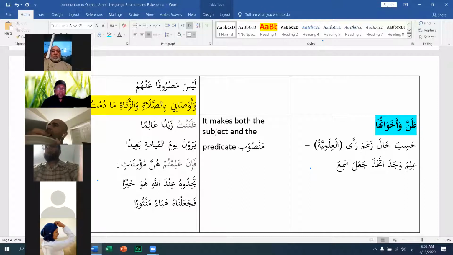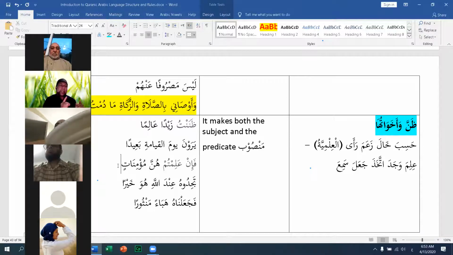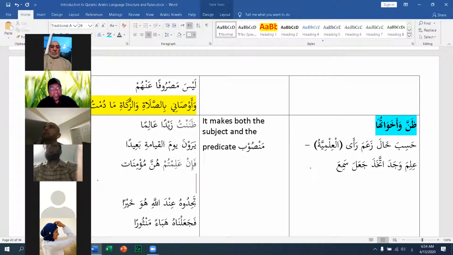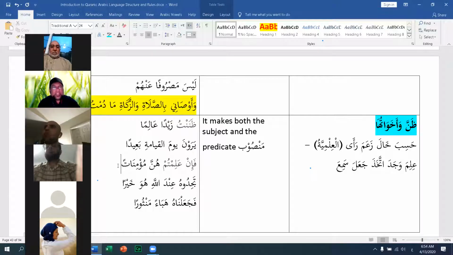And جمع مؤنث السالم becomes mansub with kasra. This is something we learn later. The perfect plural for feminine, which is to add on the alif and ta, becomes mansub with kasra. It's marfu' with dhamma, and it's mansub and majroor with kasra. This is strange. Normally it would be mansub with fatha, right? Normally it would be mansub with fatha, but that's not permissible here. Jam mu'annath salim is mansub with kasra. But don't worry about that right now.